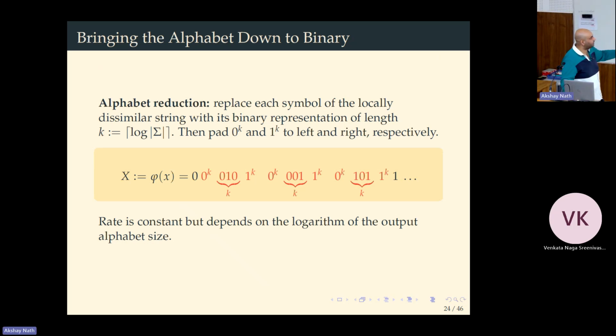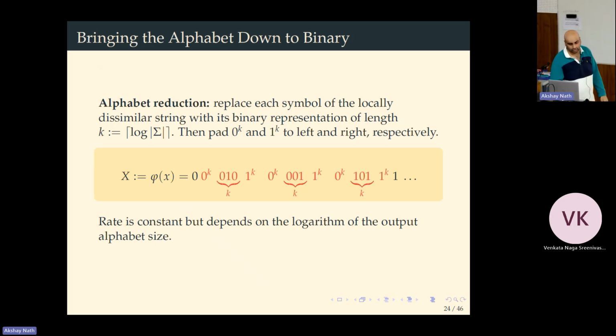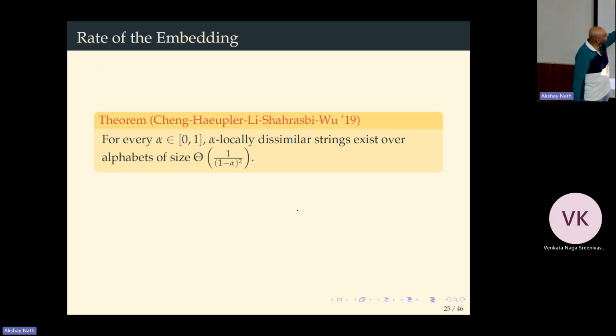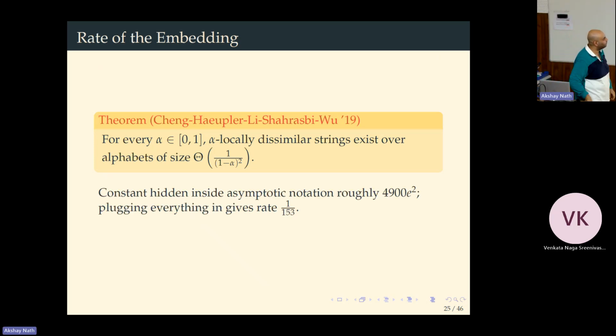Okay. You can see that the rate depends on log sigma. So this gives an isometric embedding, but the rate depends on log sigma. And as I told, log sigma is some constant times 1 minus 1 over alpha square. So it's log of whatever that hidden constant is. The hidden constant turns out in their work to be 4900 e squared, which is roughly 37,000. Even if you take log base 2, it's still a large number, like 14. So you're already paying 1 over 14 just from that.